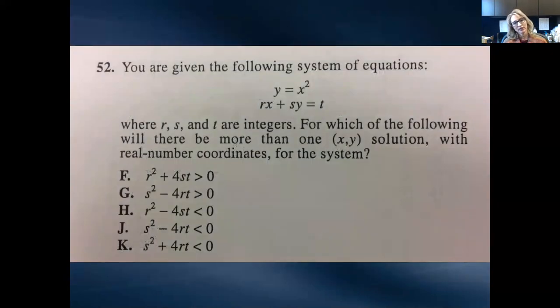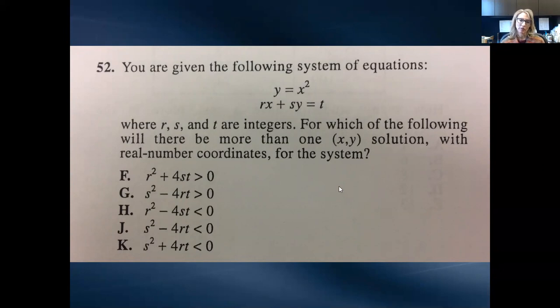All right, you're given the following system of equations: y equals x squared and rx plus sy equals t, where r, s, and t are integers. For which of the following will there be more than one solution with real number coordinates for the system? So we're looking at when there will be more than one solution.